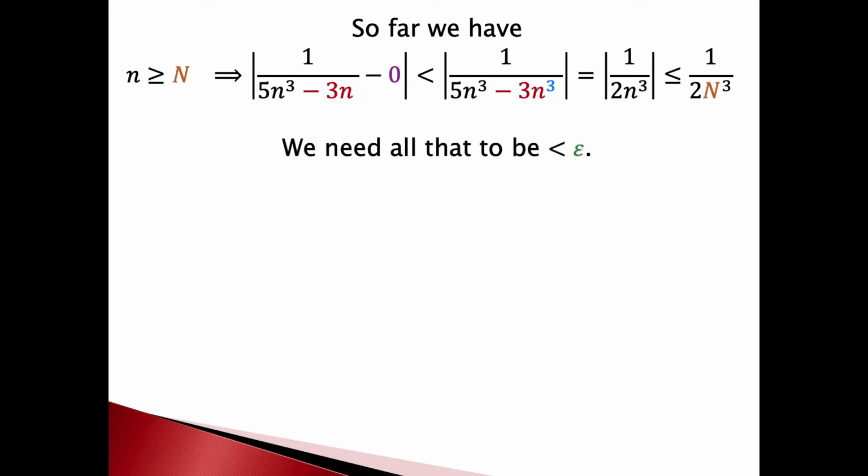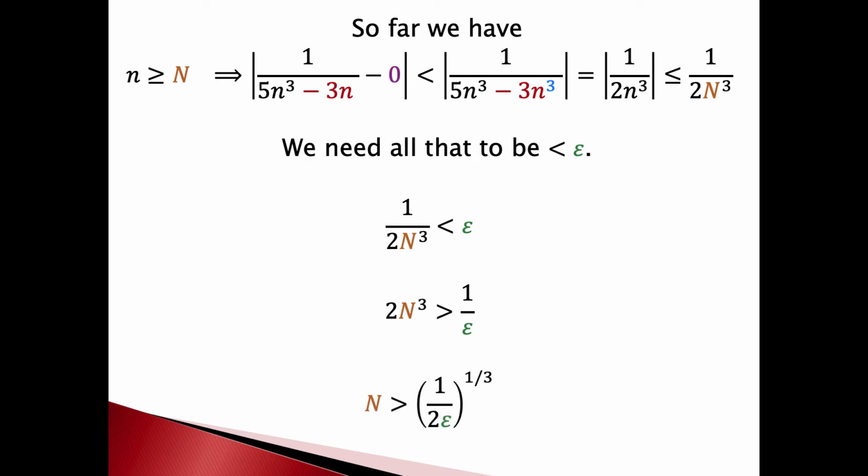I need that to all be less than epsilon, which means I need that 2 capital N cubed to be bigger than 1 over epsilon. So now in our scratch work, we figure out what we need for the capital N, and my favorite trick is just to flip both sides here. So 2 capital N cubed should be bigger than 1 over epsilon.